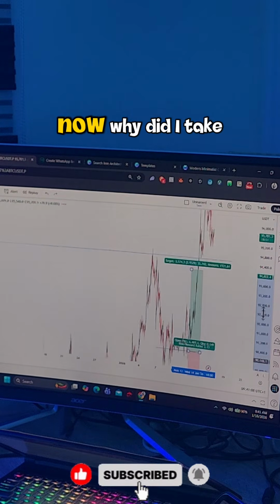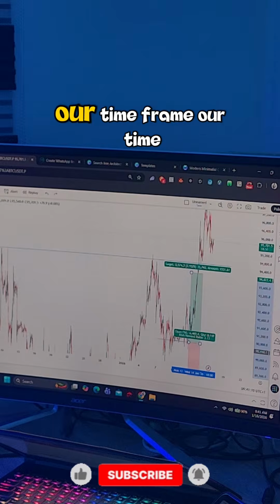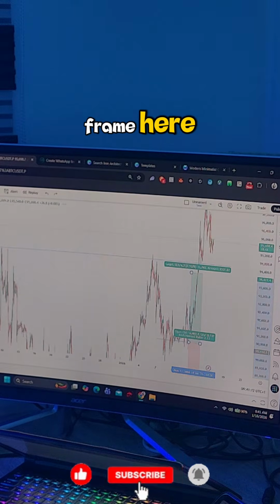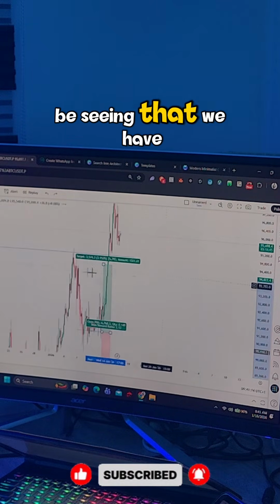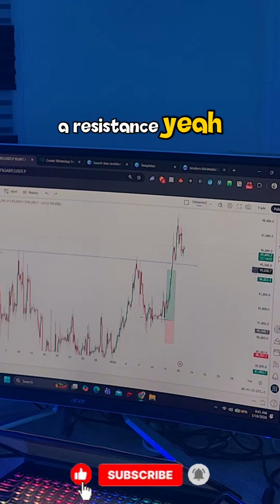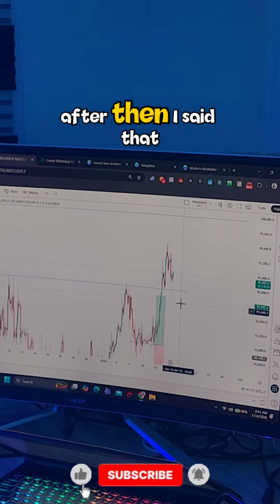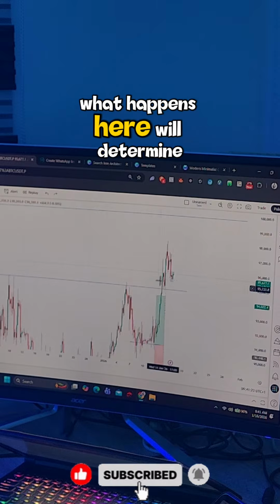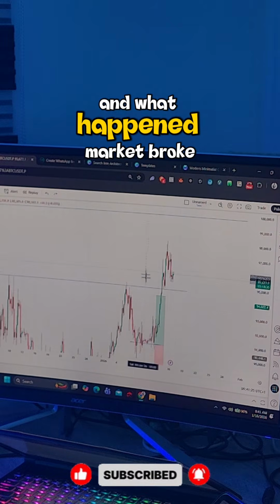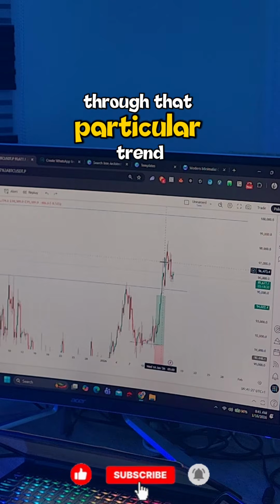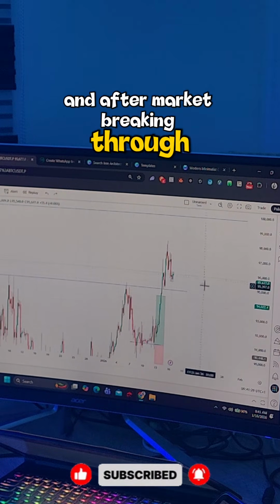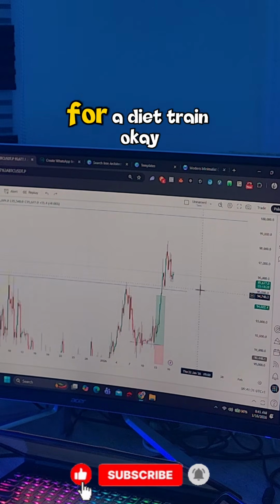Now, why did I take my TP from here? If you go to our time frame here, you'll see that we have a resistance here. So that was why I took my TP from there. After then, I said that what happens here will determine our next move. And what happened? The market broke through that particular trend, and after the market breaks through, I need to look for another trend.